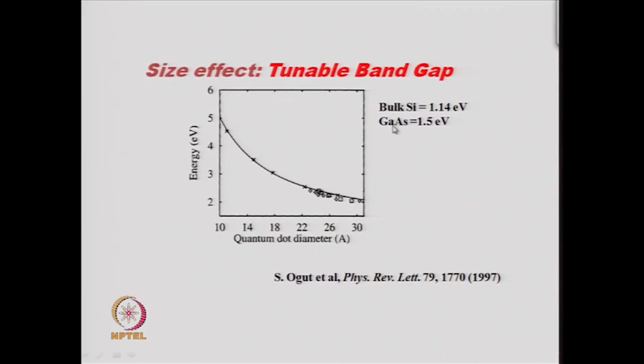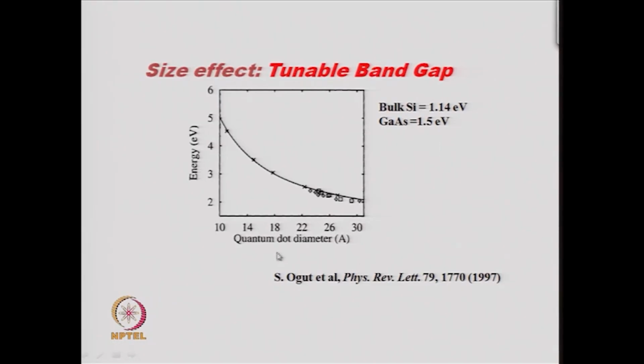Now, what we discussed earlier also is what happens as the size decreases. As the size decreases, the band gap changes. So, we can tune the band gap; it is called a tunable band gap in semiconductors, and this has been plotted for several semiconductors. For bulk silicon, for example, you have a value of 1.14 electron volts, and for bulk gallium arsenide you have a value of 1.5 electron volts. Now, these values can change depending on the size of the nanoparticle.